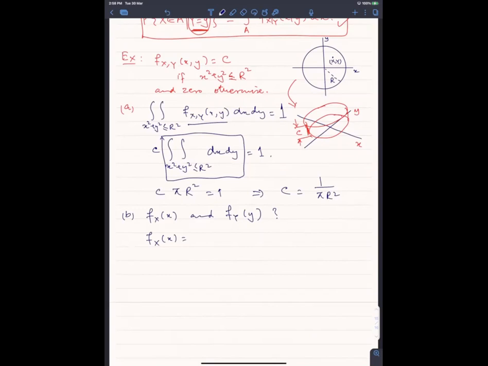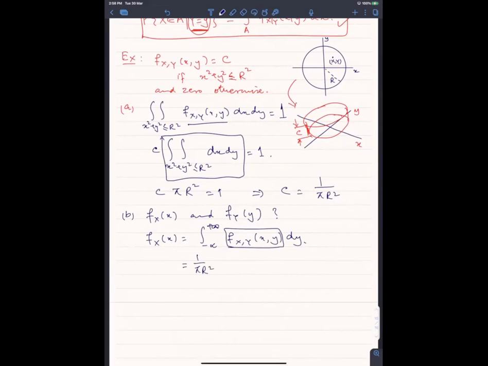I just integrate out y, and I will get the marginal of x. y को हमने अगर इंटीग्रेट आउट कर दिया तो x का मार्जिनल आ जाएगा आपके पास. And this would be equal to, we now know that fxy is equal to 1 over pi r square.